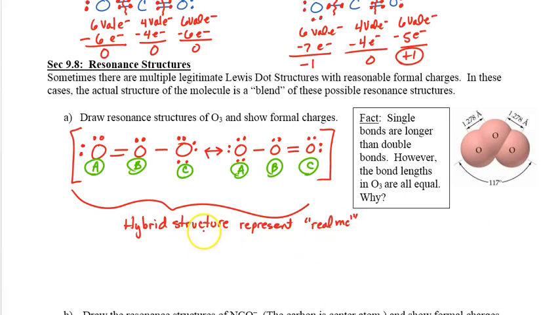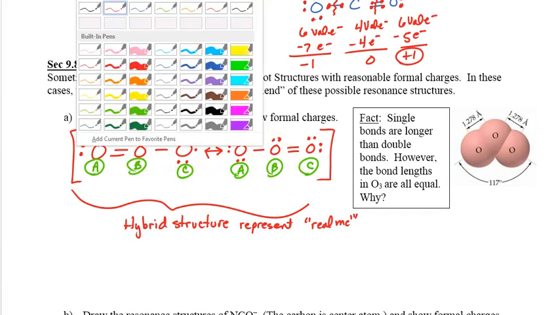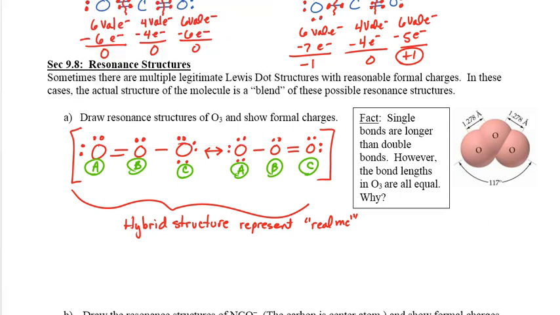Okay? Now, the hybrid, in this case, these are going to be equally favored. Now let's prove that they're equally favored. If we put in some formal charges here, this oxygen has 1, 2, 3, 4, 5, 6 electrons assigned to it, and it normally has 6 valence electrons, right? So that's a 0 formal charge.